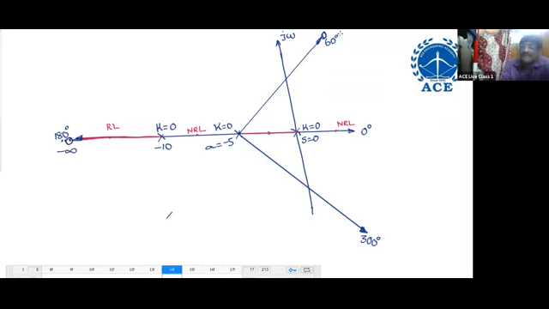I'll write: this is also 0 at K equal to infinity. That means these are the infinite points. This is 0 at K equal to infinity. That means along 60 degrees at infinity, there is a 0.